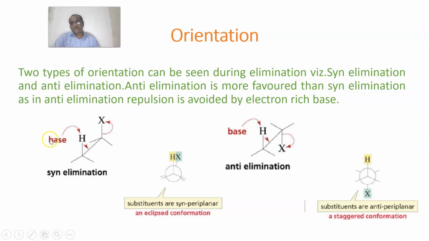From this you can understand the electron-rich base. I have already mentioned that the base is nothing but a nucleophile over here. It is electron-rich, and due to the repulsive effect, or steric effect, syn elimination is not favored, but anti-elimination is favored. So we can say this anti-conformation, or staggered conformation, is the most favored for this elimination reaction.